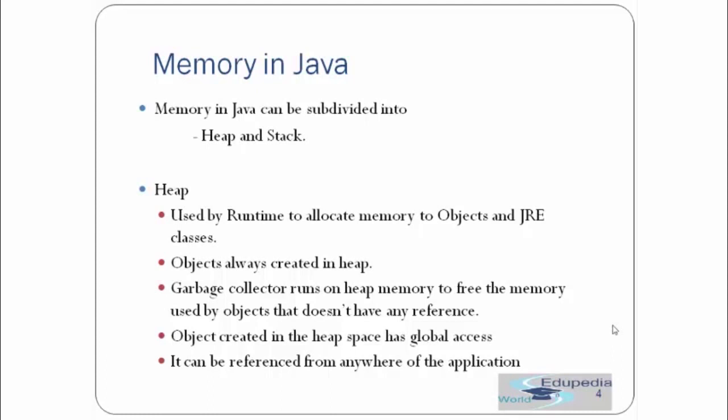Now, an object created in heap space has global access. That means it can be accessed from anywhere. It need not matter if an object is in one package and the other one is in a different package. If your object is created in the heap, it has global access, so that memory can be accessed anywhere. Although you must have a reference to it. But it can be accessed globally, and referenced from anywhere in the application.